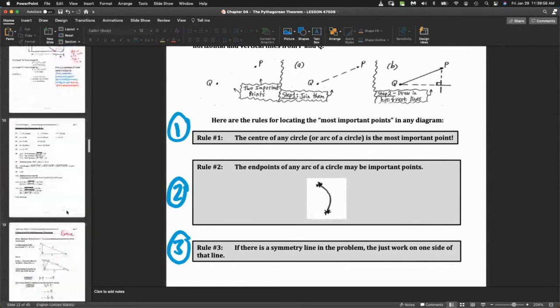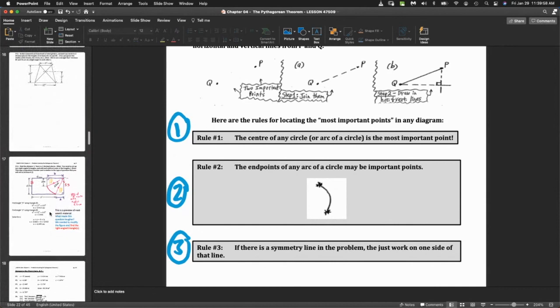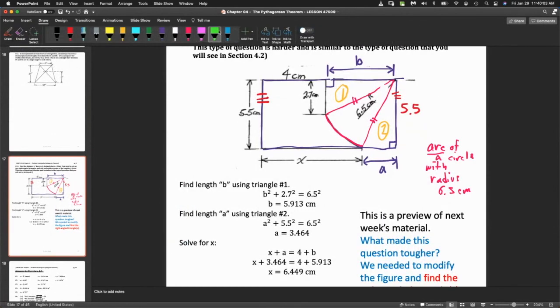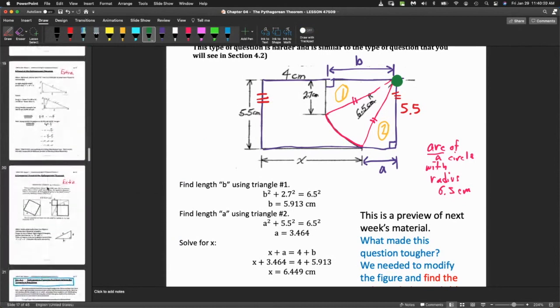Let's go back to that figure. Where's that figure? Here's the figure, right? I'm going to get a nice chunky dot here. Let's use green. Nice chunky dot, okay? This point here is the center of the circle, and indeed, it was important.